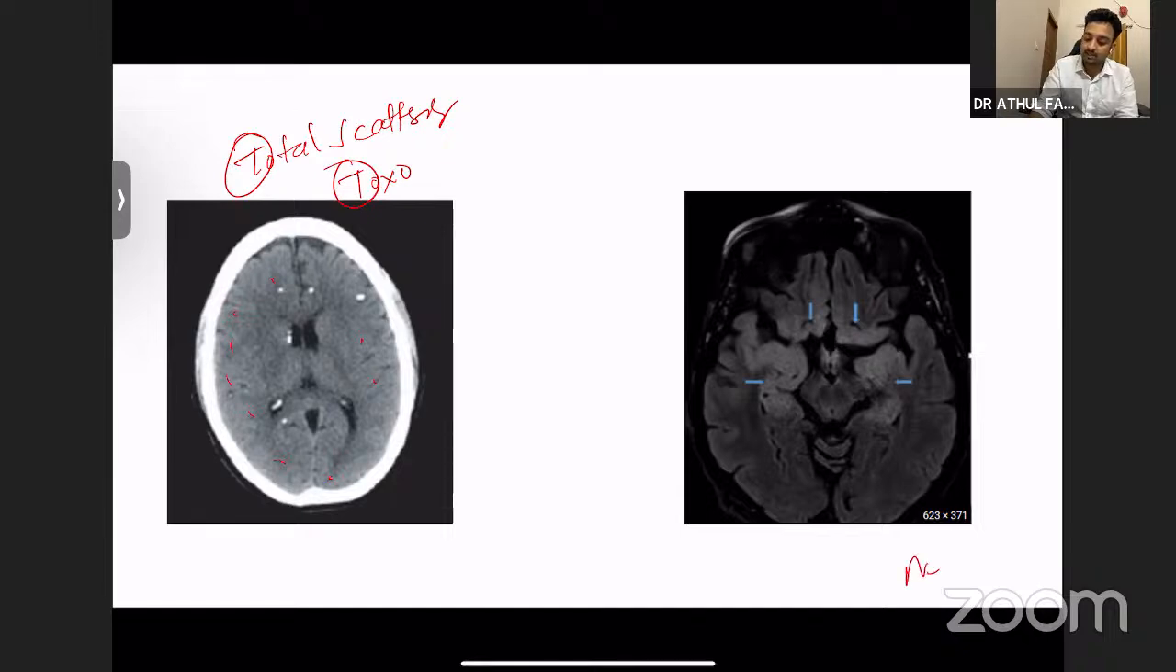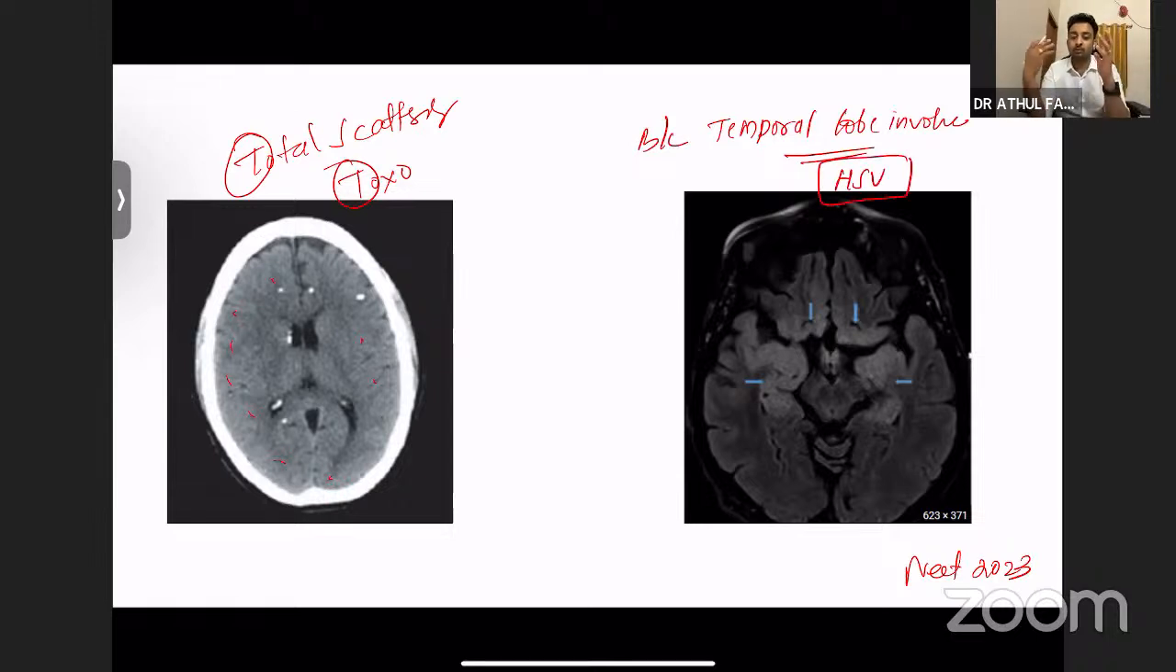In our last NEET 2023, they asked you, there is bilateral temporal lobe involvement. When they are asking you about bilateral temporal lobe involvement, and it is bilateral, then it is herpes simplex virus infection.